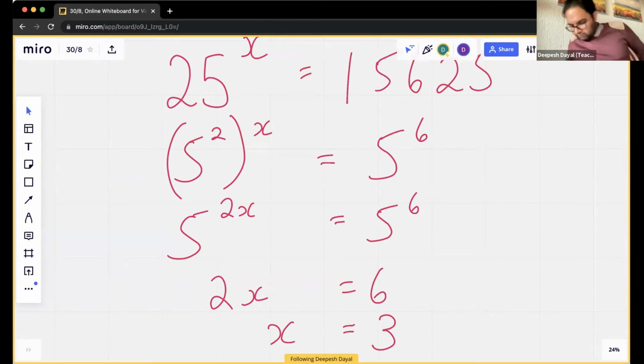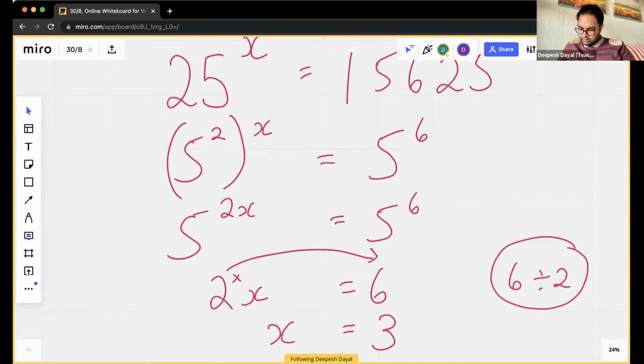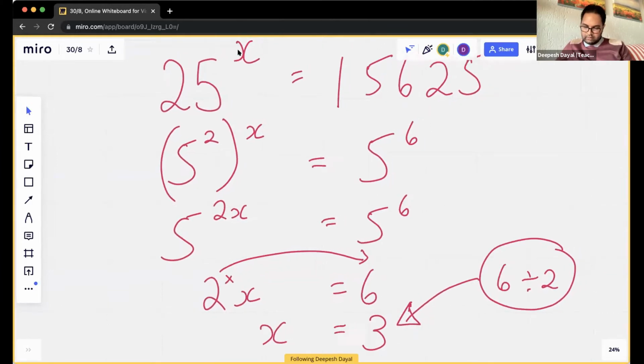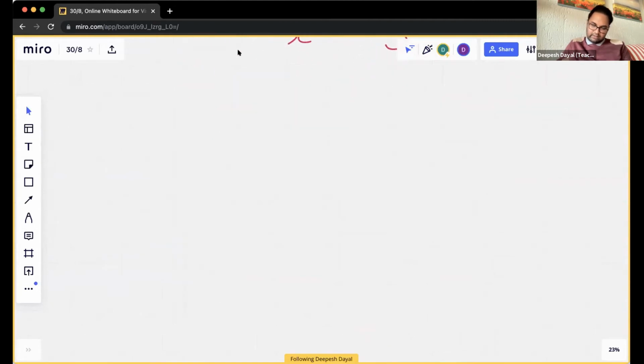So we've got 2 times x here. So remember, times, when you take it over, it becomes divide. So when you take it over, it's going to be 6 divided by 2, right? That's how we get 3. Is that okay, everybody? Yes, sir. Okay.